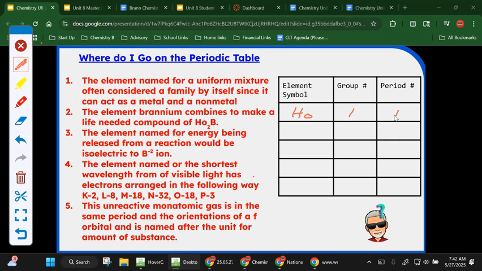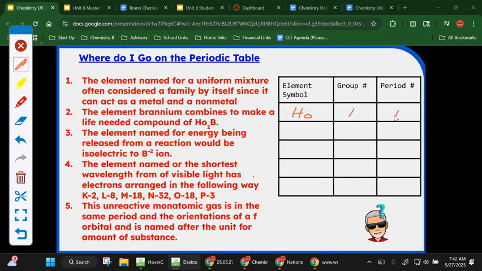Okay? All right. The element branium combines to make a life-needed compound of HO2B. What life-needing compound is similar to that, especially when you consider where HO is on your periodic table? It's taking the place of what? Well, HO is taking the place of hydrogen. So what life-needing compound are we talking about? We're talking about water, H2O.